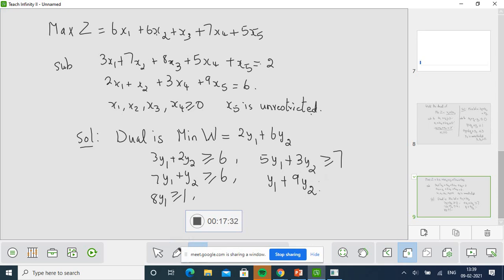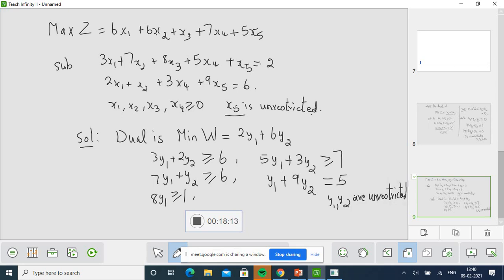It is equal to, because the fifth one is unrestricted. Here x5 is unrestricted, therefore the fifth constraint is equal to 5, because you are talking about x5. Any doubt for anybody? Also, y1 and y2, because the constraints are equalities, are unrestricted.